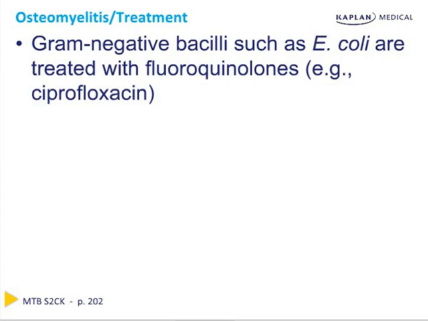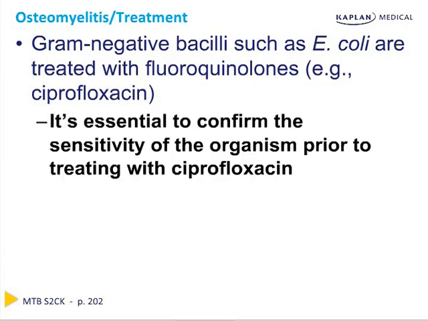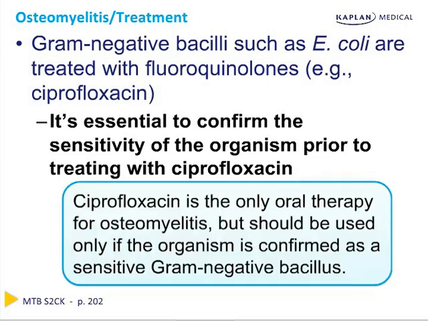Gram-negative bacilli such as E. coli are treated with fluoroquinolones, such as ciprofloxacin, but it's essential to confirm the sensitivity of the organism prior to treating with Cipro. Why is this? It is the only oral therapy for osteomyelitis, but should only be used if the organism is confirmed as a sensitive gram-negative bacillus. We don't want to engender resistance.